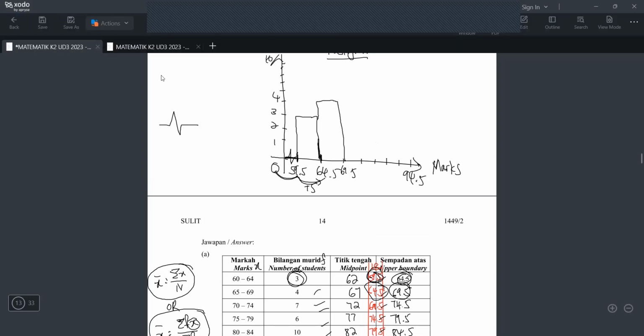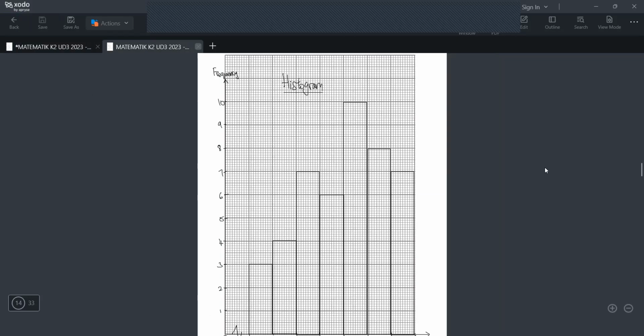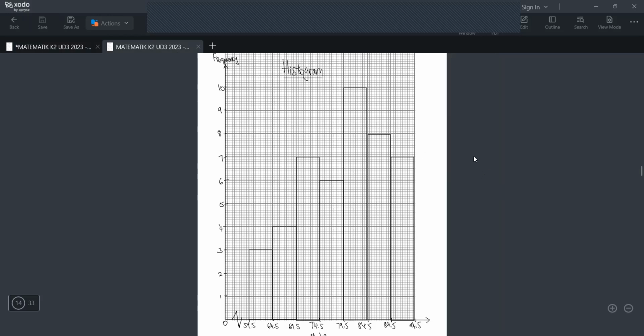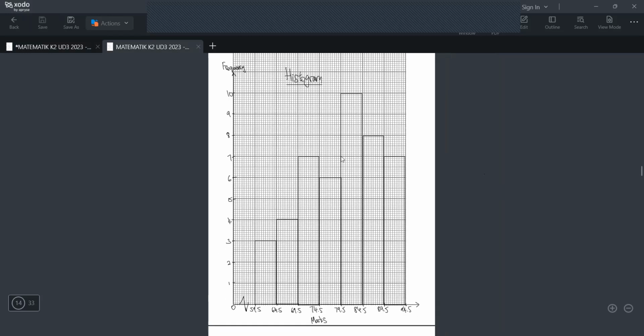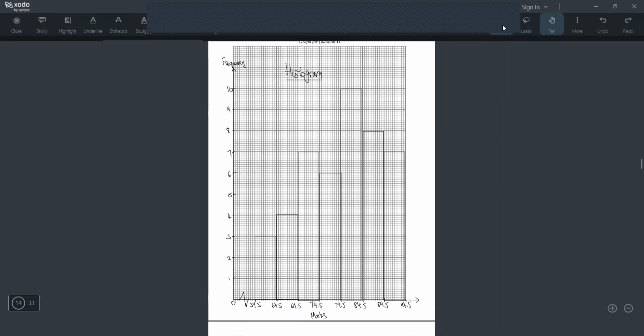I already draw it earlier. So this is how it look like. Okay. So lepas you siap you punya graph, dia akan jadi macam ni lah. So you tengok semua. Sekejap. Saya kecilkan. Okay, macam ni. So, cuba you tengok macam mana saya punya histogram.